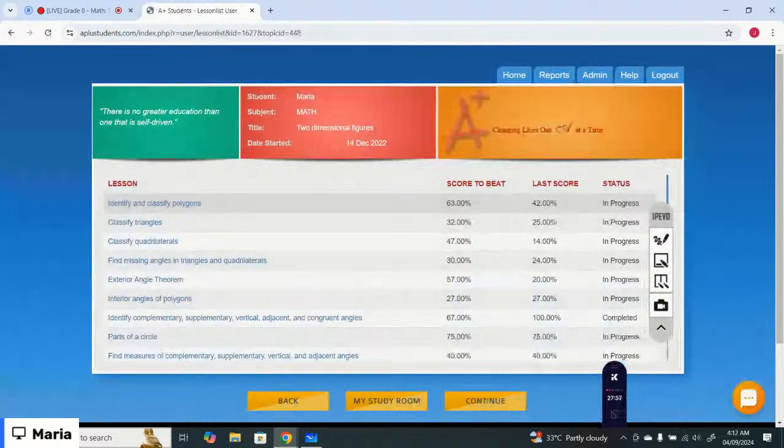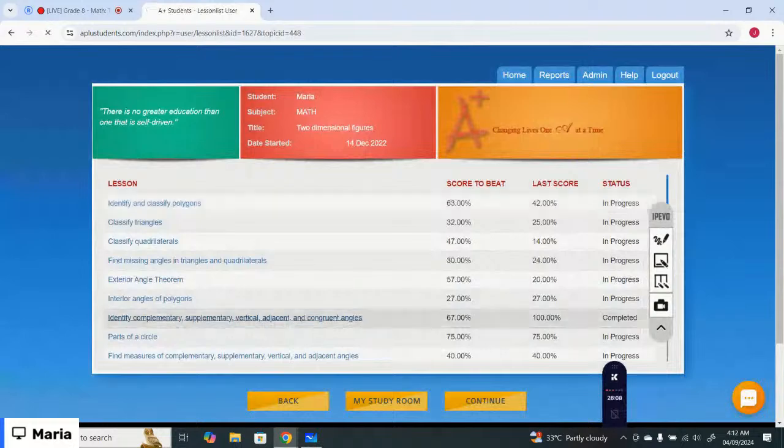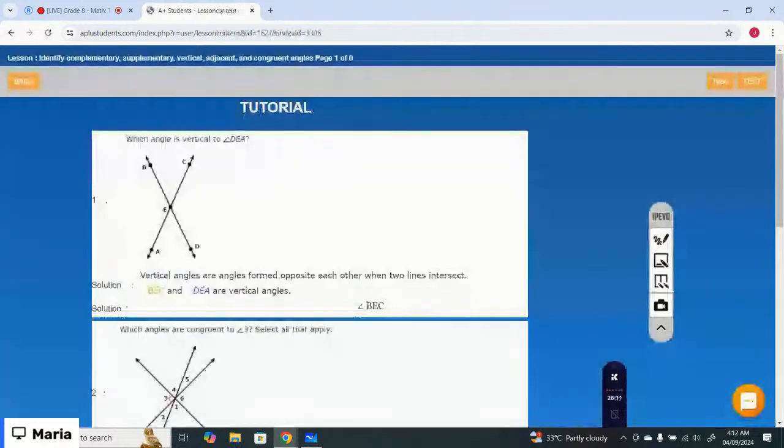The next lesson is identify complementary, supplementary, vertical, adjacent, and congruent angles. So let's just start with the lesson. Which angle is vertical to angle DEA? So which is the correct option?